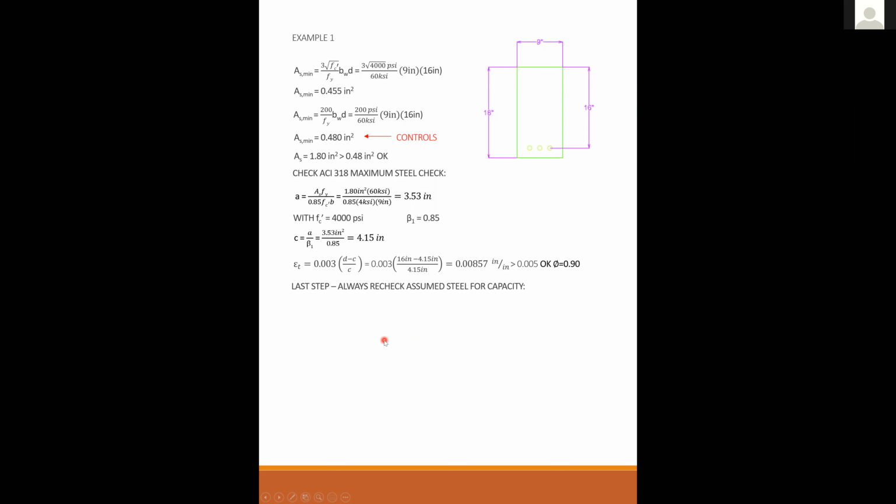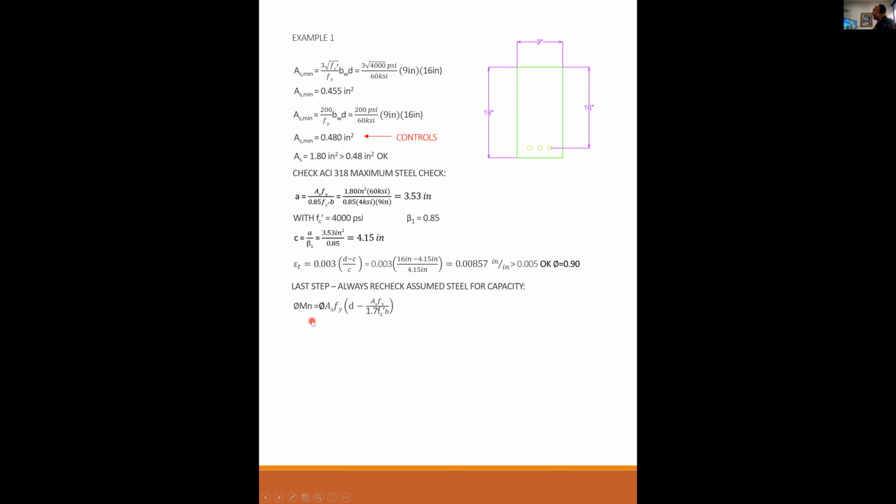All right. Now, the last but most important step, always recheck your assumed steel for capacity, right? Again, this is the whole idea that I chose an area of steel more than required, therefore I'm good, right? Not always and not necessarily. So you have to do this last step. The last step is recheck your assumed steel for capacity.